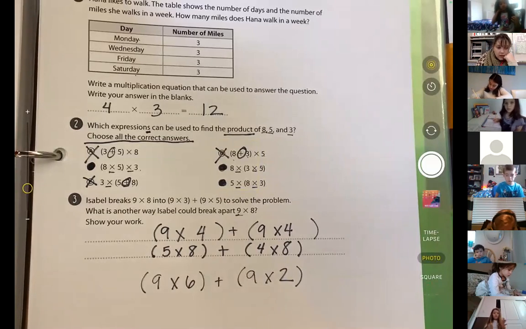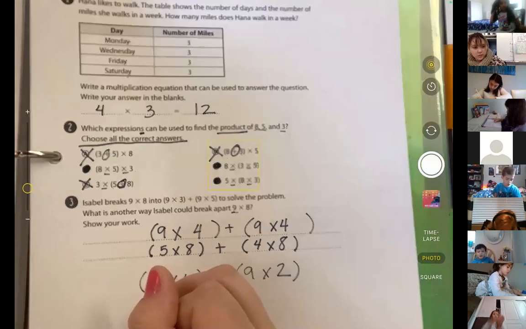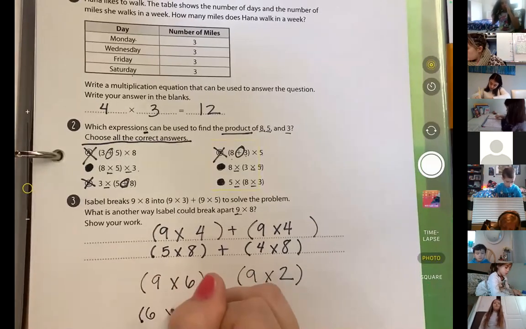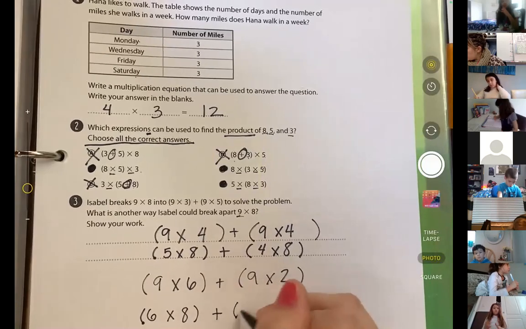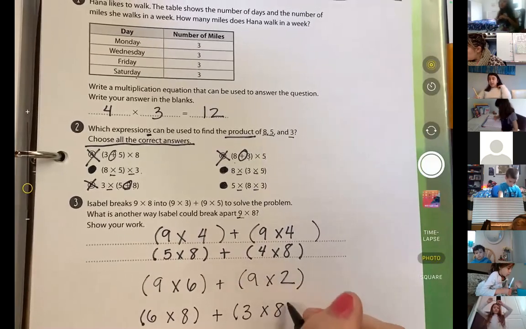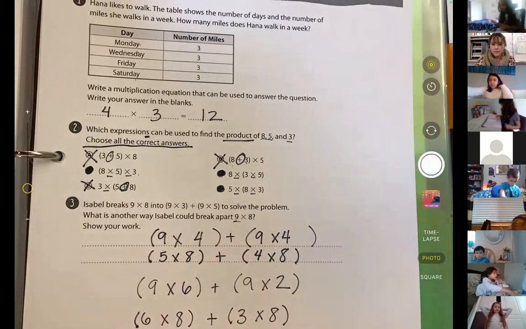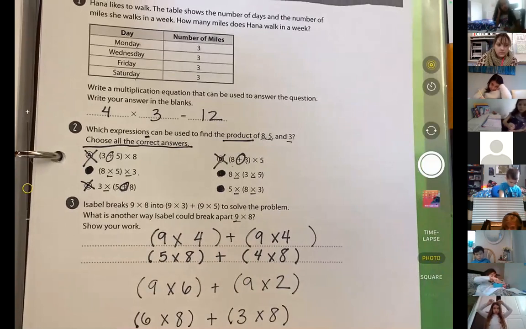Or let's see, Kylie just gave me another one in the chat. I don't think I wrote it down. So she's going to break apart the 9. So she did 6 times 8 plus 3 times 8, because 6 plus 3 equals 9. Okay. So like I said, only need to have one of those.